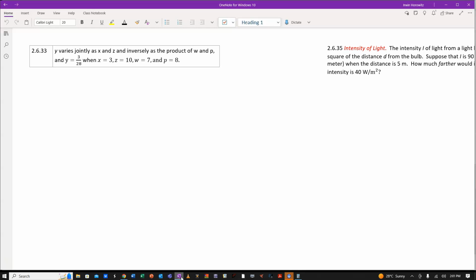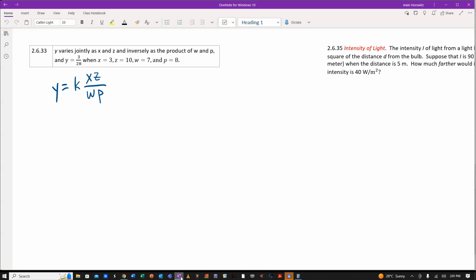So the equation of variation here is y equals k. There's always a k in the numerator to figure out. Jointly as x and z, so x times z is in the numerator. And inversely as the product of w and p, inversely means in the denominator. And so that is the general form of the equation of variation that we start with for this problem.